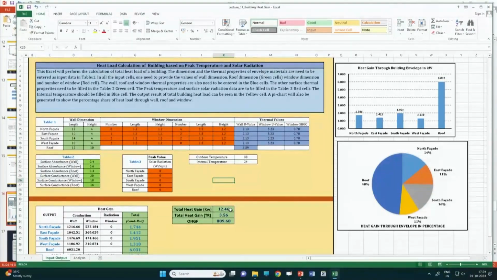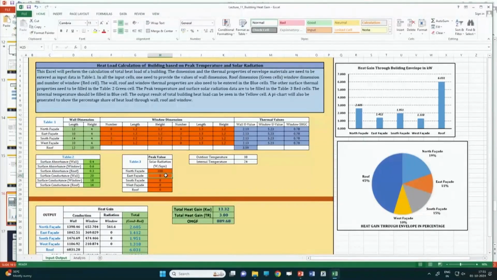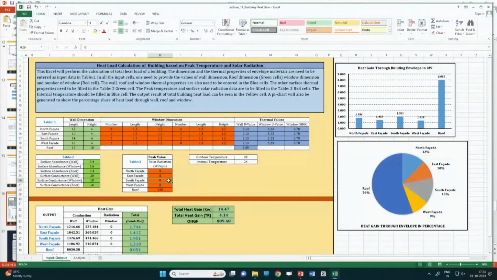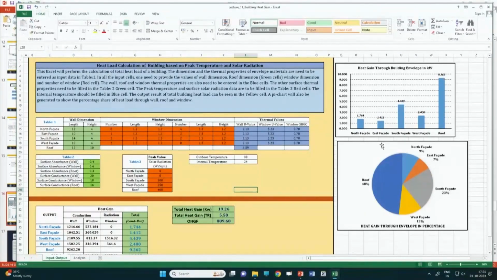So, only for the conduction I am going to get the values. But suppose I give some north facade value, maybe 100, the east maybe 200 or something, and the roof maybe 250, I will get a different value. Suppose at some other time, in the afternoon, the north is going to be 0, the east is also going to be 0, the south facade may have 300, the west facade may have 250 and the roof may be 400, then you will get different values.